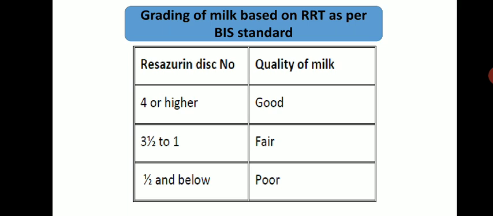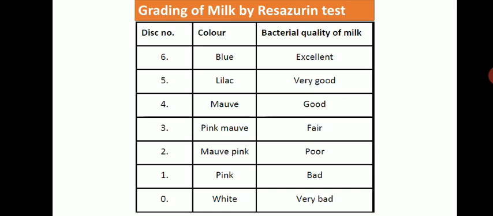So this is basically the grading of milk based on RRT, that is the Resazurin reduction test, and these are the standards given by the Bureau of Indian Standards. Again, grading of milk by the Resazurin test. These are some color discs, and these colors correspond to the quality of milk. The first disc, number 6, shows blue color, and that blue color represents excellent quality of milk.